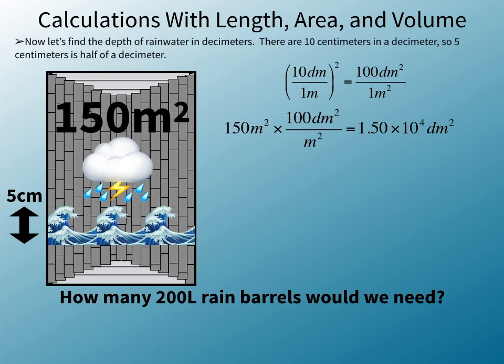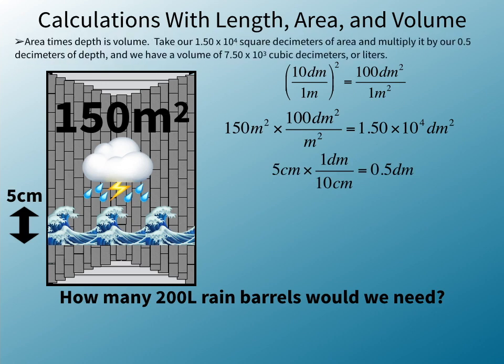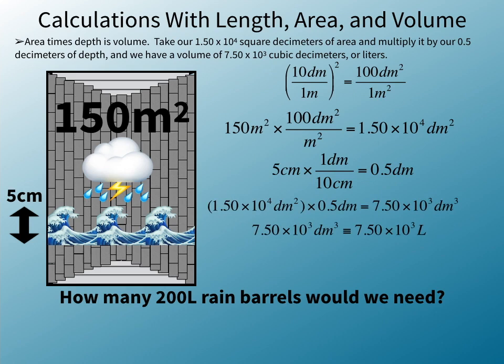Now let's find the depth of rainwater in decimeters. There are 10 centimeters in a decimeter, so 5 centimeters is half of a decimeter. Area times depth is volume. Take our 1.50 times 10 to the fourth square decimeters of area and multiply it by our 0.5 decimeters of depth, and we have a volume of 7.50 times 10 to the third cubic decimeters, or liters.